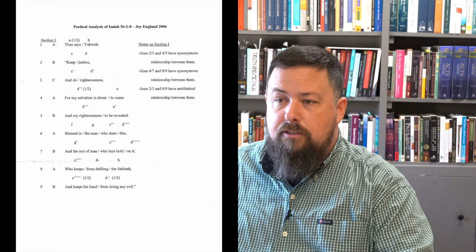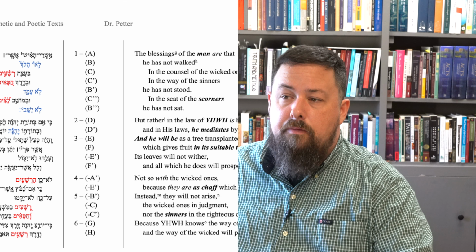Welcome back, and today we're going to be working on our poetical analysis. So to start with, I want to look at our examples. Okay, we have a couple of examples here that take slightly different approaches to how you display your analysis, but they both do essentially the same thing. So we're going to be looking at a poetical analysis of Isaiah 56 and then a poetical analysis of Psalm 1.